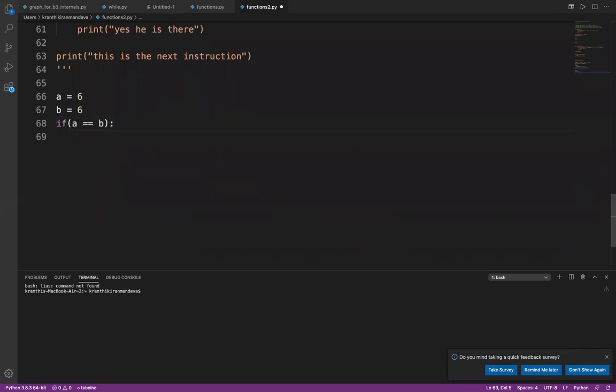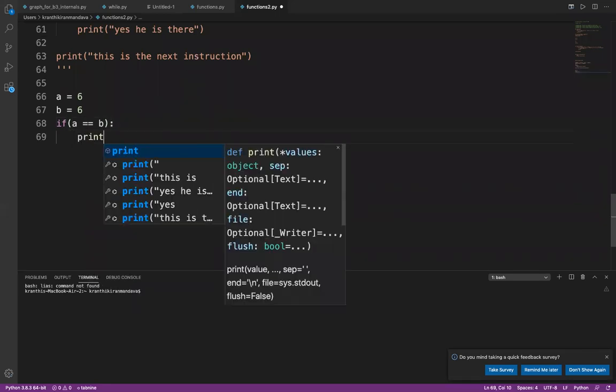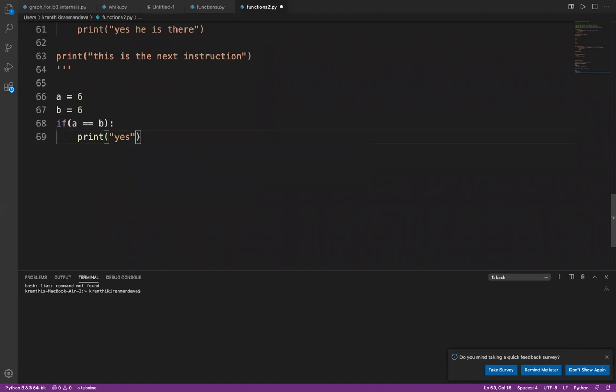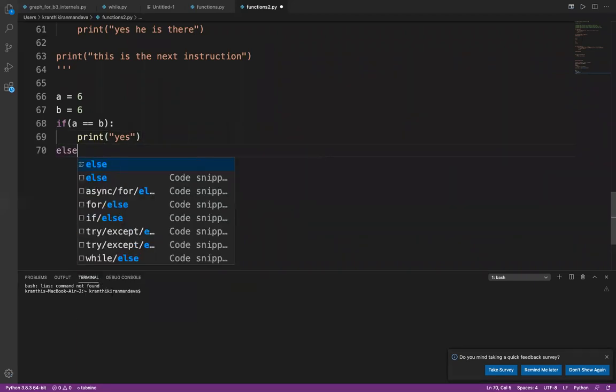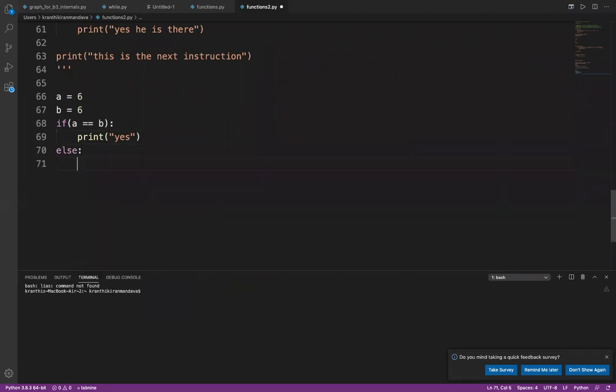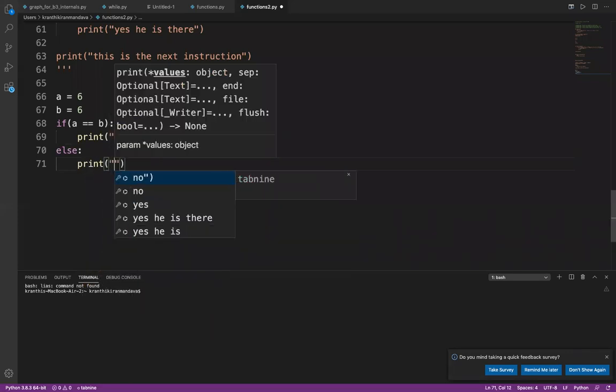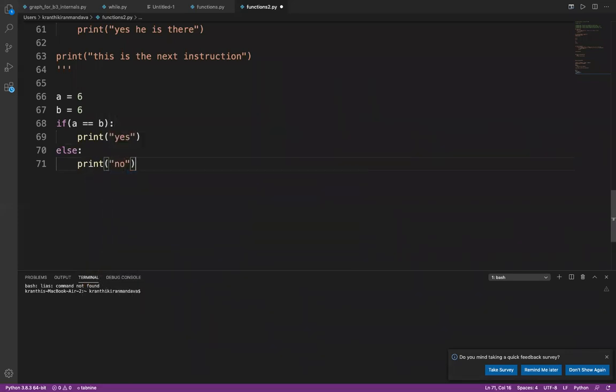I can write it: print yes, else print no. This also can be done. And you can also remove the brackets and it is also acceptable. Okay, this also is a part that you can do. In C programming, it is compulsory that you put the brackets. In Python, whether you put the parentheses or not is not important.